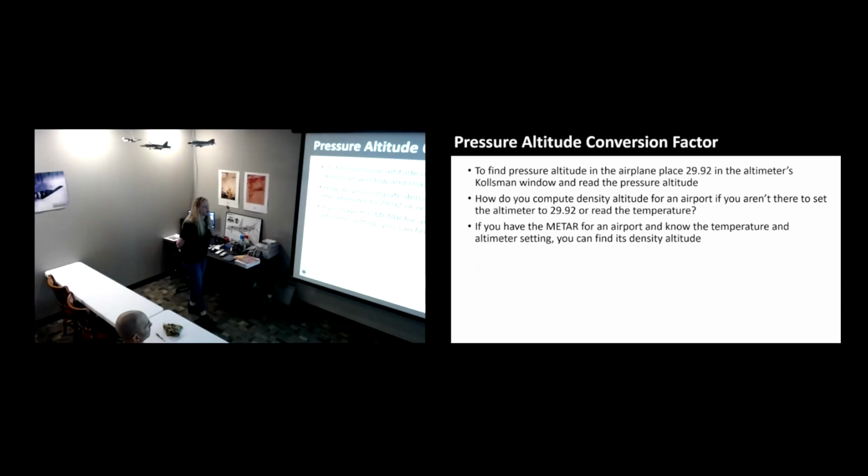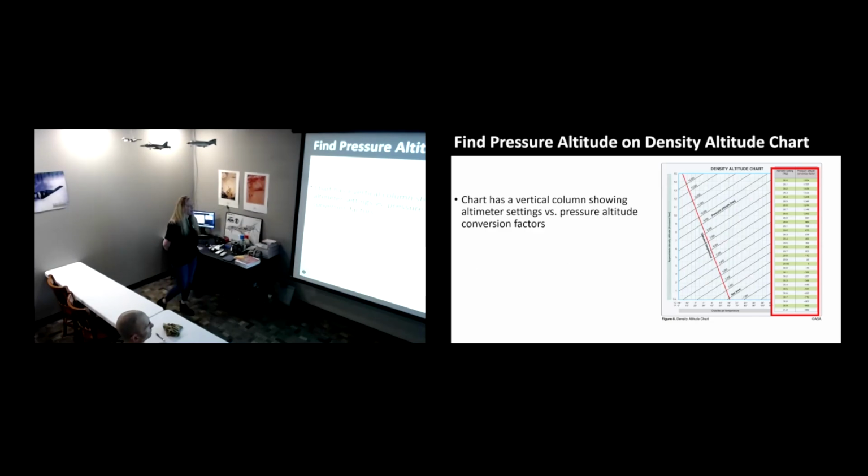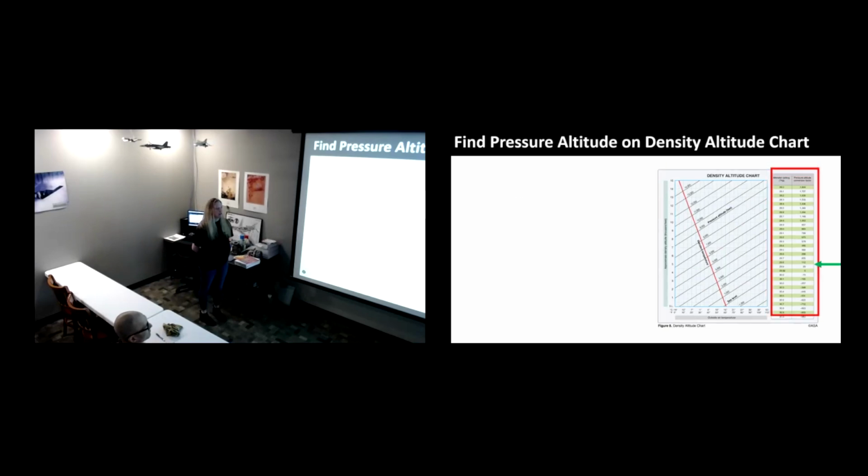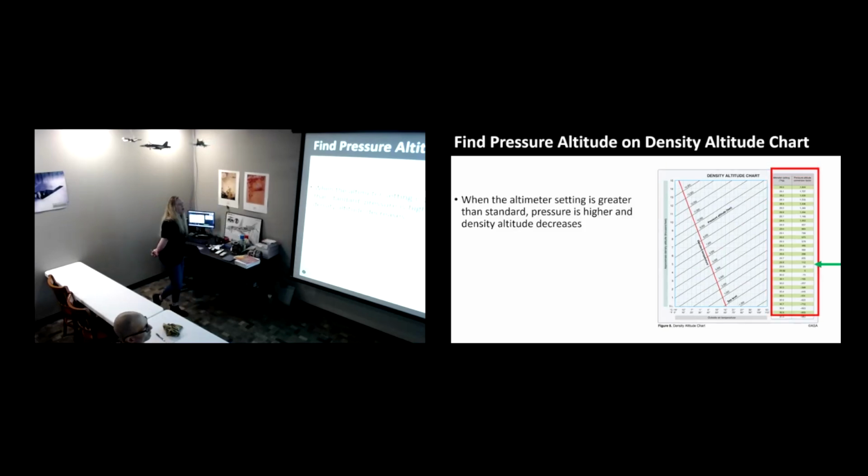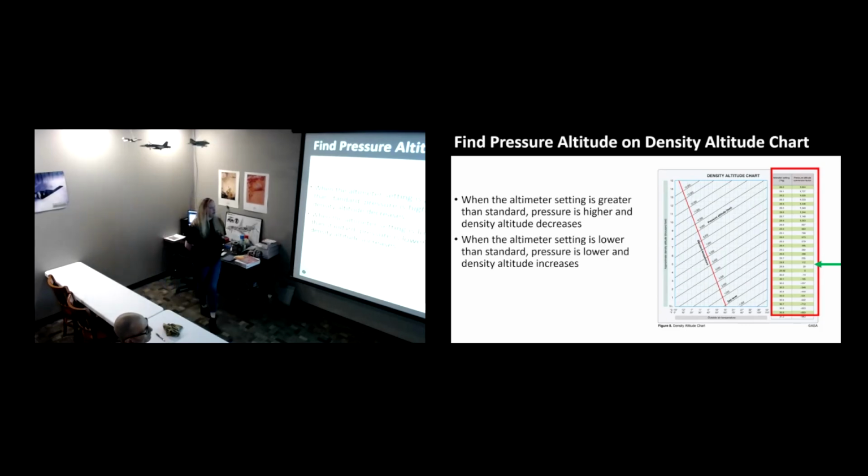If you have the METAR for an airport and know the temperature and altimeter setting, you can find the density altitude. The chart has a vertical column showing altimeter settings and pressure altitude conversion factors. That's that green and white striped stuff over there. When the altimeter setting is greater than standard, pressure is higher and density altitude decreases. When the altimeter setting is lower than standard, the pressure altitude is lower and density altitude increases.